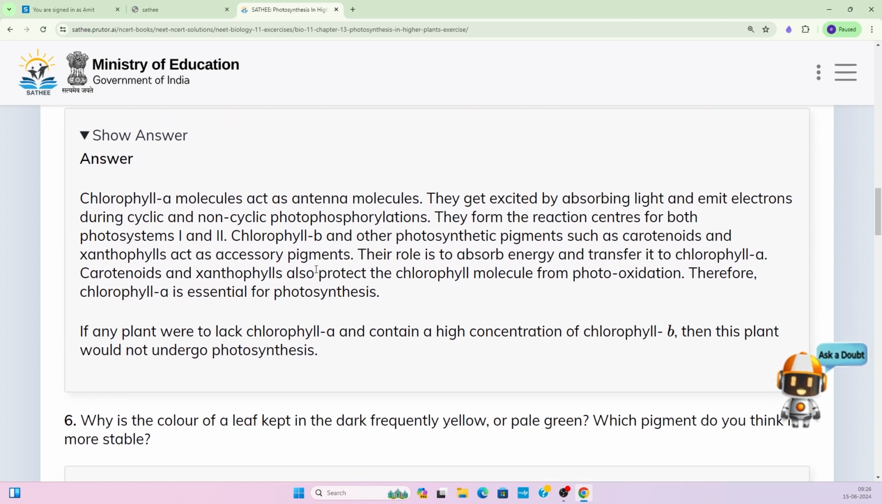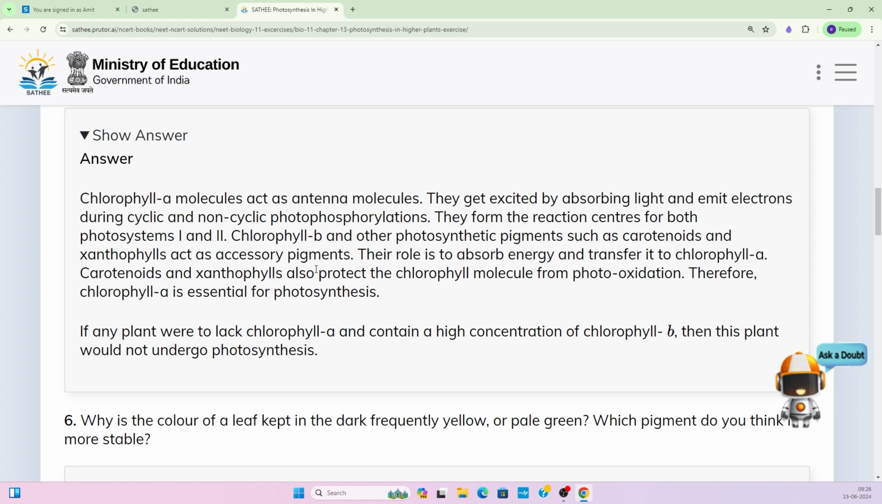Chlorophyll A molecule acts as an antenna molecule. These antenna molecules get excited by absorbing light and emit electrons during the cyclic and non-cyclic photophosphorylation. So we have two types of photophosphorylation. One is called cyclic, and the other is the non-cyclic photophosphorylation.